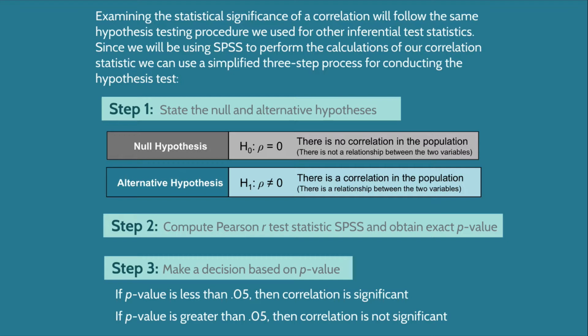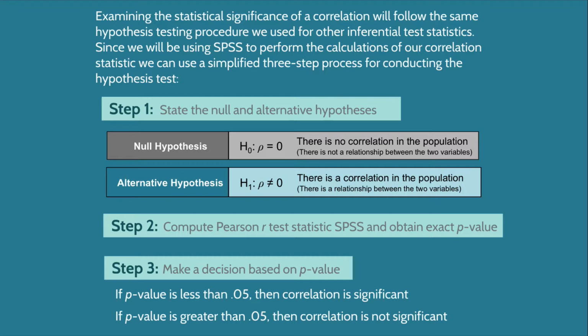The null hypothesis for a correlation hypothesis test states that the population correlation, or the Greek letter rho, is equal to 0. This would mean that there is no relationship between the two variables in the population. The alternative hypothesis states that the population correlation of rho is not equal to 0. This would mean that there is a relationship between the two variables in the population.